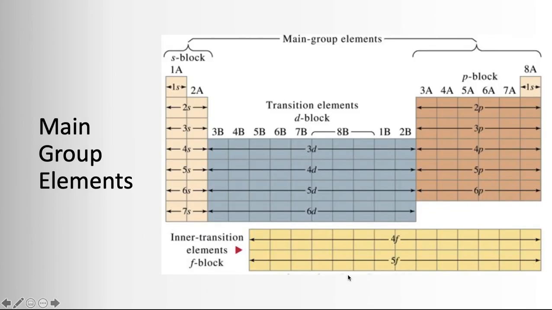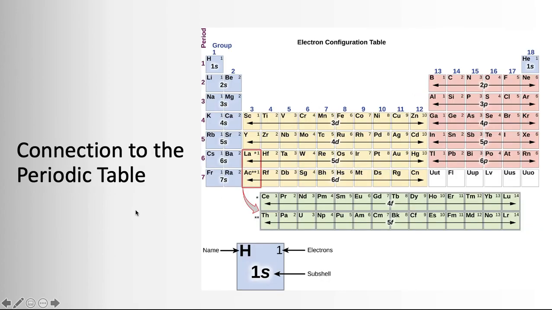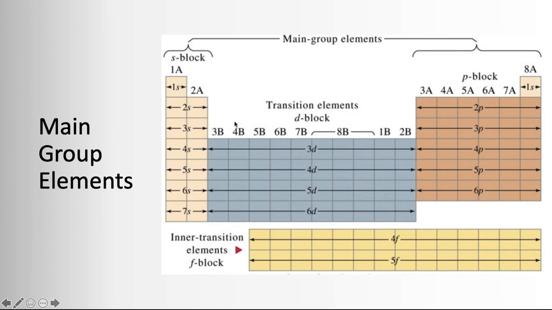And here's the same thing, but it's just a little easier to tell because it doesn't have the names of all the elements. So group 1 and 2 are filling the S. Group 3 through 8 is filling the P. And then the transition metals, or the D block, are filling the D subshells or the d orbitals, and then the inner transition elements are filling the f orbitals.